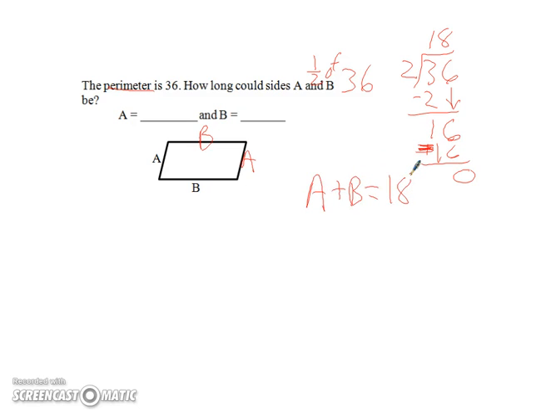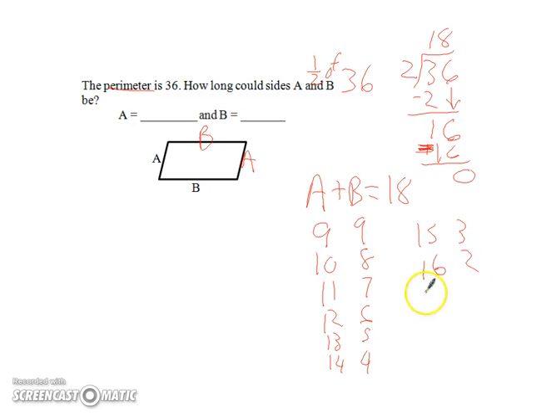So there are lots of answers that you could have used there. They could both be 9. It could be a 10 and an 8, an 11 and a 7, a 12 and a 6, a 13 and a 5, 14 and 4, 15 and 3, 16 and 2, and maybe even a 17 and a 1, but not an 18 and a 0 because a 0 is not really a side.